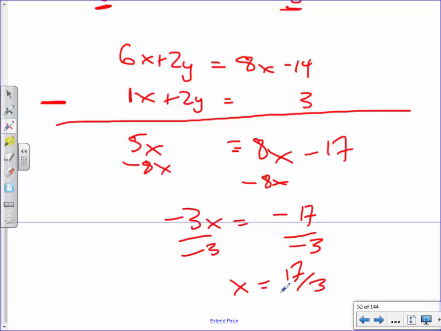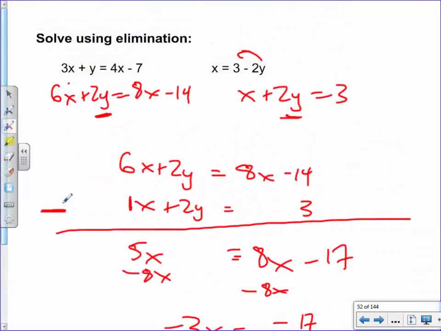Here's the problem with elimination, though. I've only solved for x. I still technically need to solve for y. I mean, I know what y is because we did substitution, but I still should do it for elimination. So I got to find one of these two equations. Doesn't matter which one. And I want to try to get y by itself in one of these equations here.